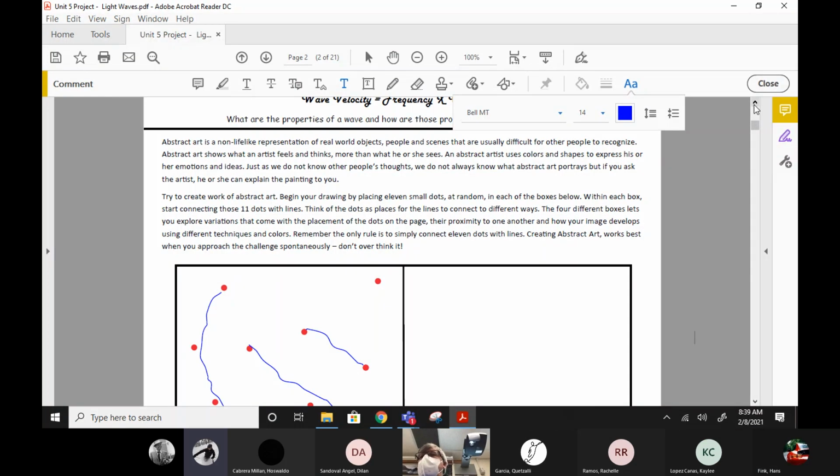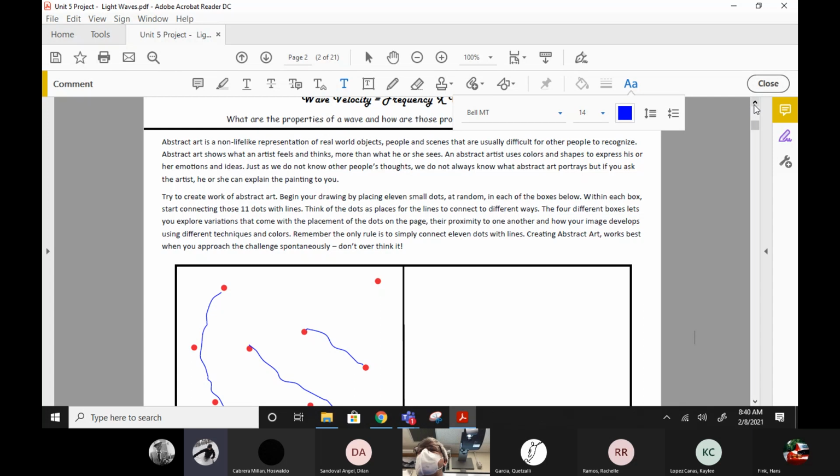Okay, so on page 2, we're just making some abstract art similar to what we saw on the cover. Abstract art is a non-lifelike representation of real world objects, people, and scenes that are usually difficult for other people to recognize. Abstract art shows what an artist feels and thinks more than what he or she sees.